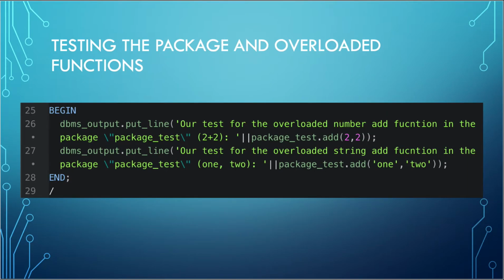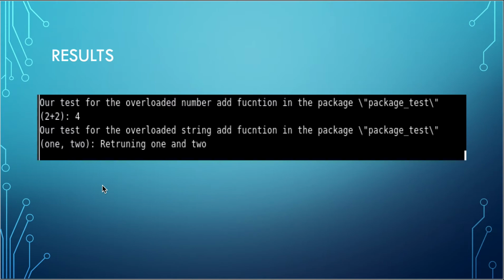And then here is a simple anonymous block that I put together to leverage the test. You'll see that we're going to overload a number, and then with this one we're overloading a string. In this one we're passing it 2 and 2, and in this one we're passing it a string value of 1 and 2. And then our results.